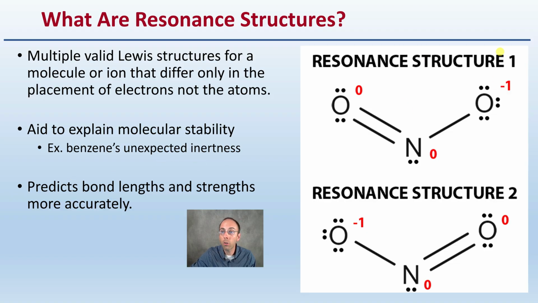So we're looking at resonance structures 1 and 2 for this molecule. We can see how this double bond is essentially flipping from one side to the other, creating a negative charge on the right side versus a negative charge on the left side here. Again, they differ only in the placement of those electrons, but not the physical atoms.